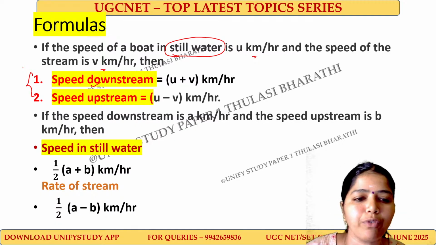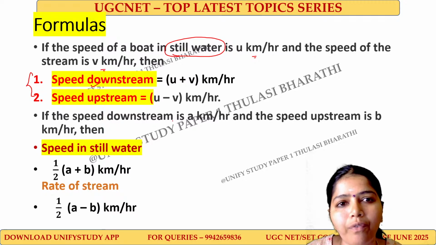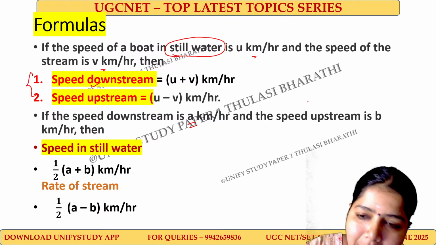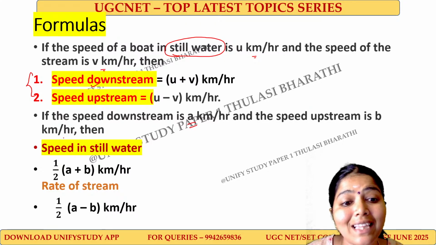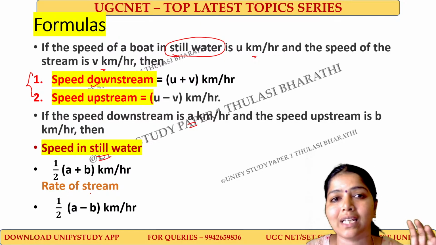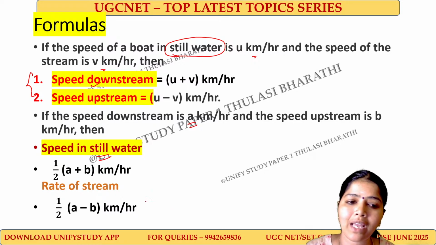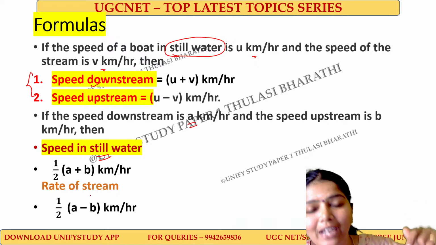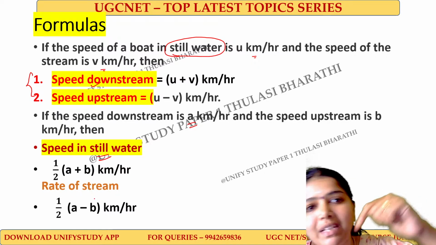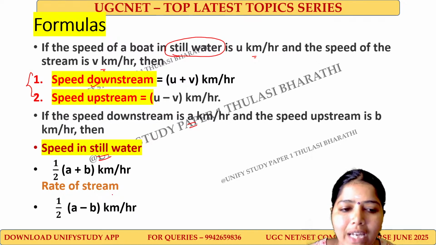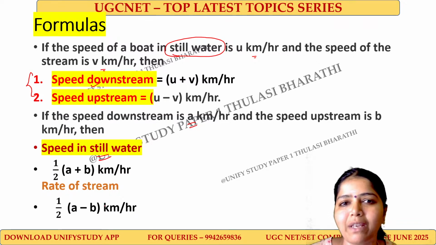And the next formula you have to remember is, if the speed of the downstream is a kilometer per hour and the speed of the upstream is b kilometer per hour, then the speed in still water is 1 by 2 (a plus b) kilometer per hour. Then what will be the rate of the stream? Rate of the stream means speed of the stream. Stream means flowing water, right? The rate of the stream is 1 by 2 (a minus b) kilometer per hour.